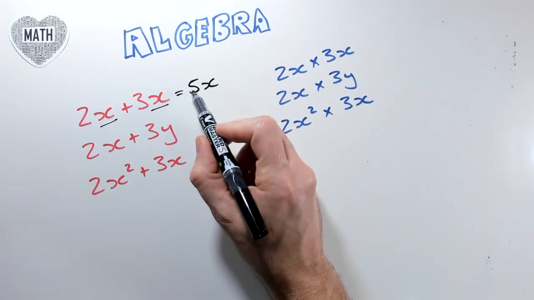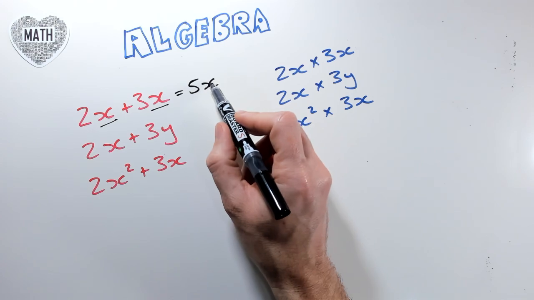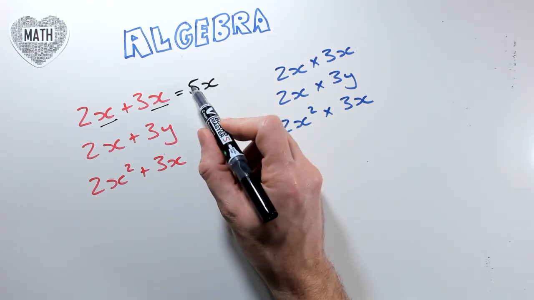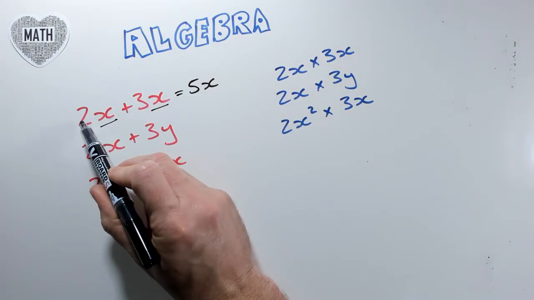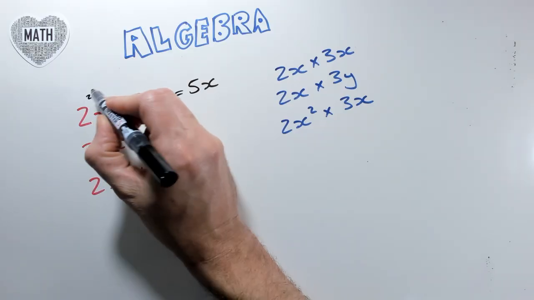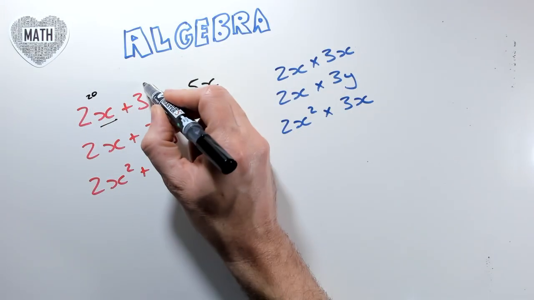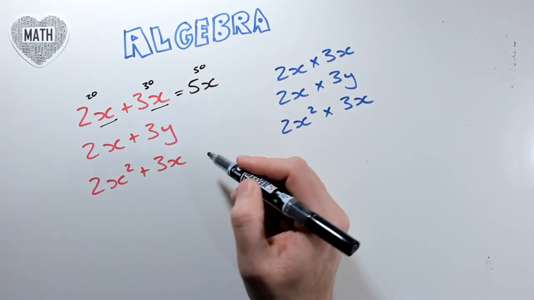Now the 5x just means 5 times x. Whatever x is, if x was 10, this would be 5 times 10, which is 50. And if x was 10, you could see that 2 times 10 is 20. It has to be 10 for all of them, so 3 times 10 is 30, and that would add up to 50. So yes, that makes sense.